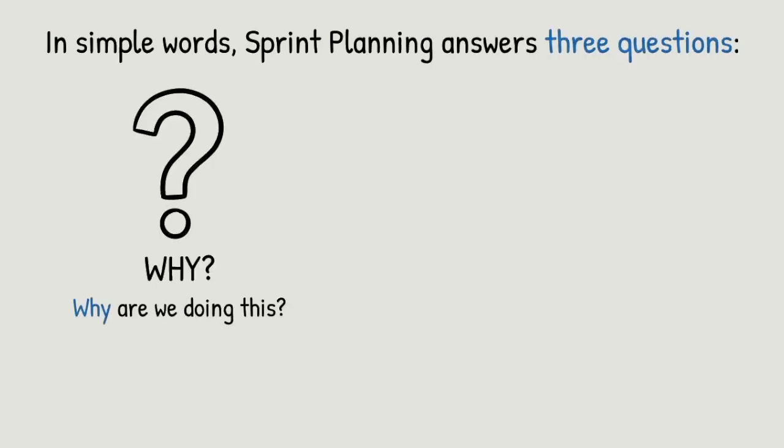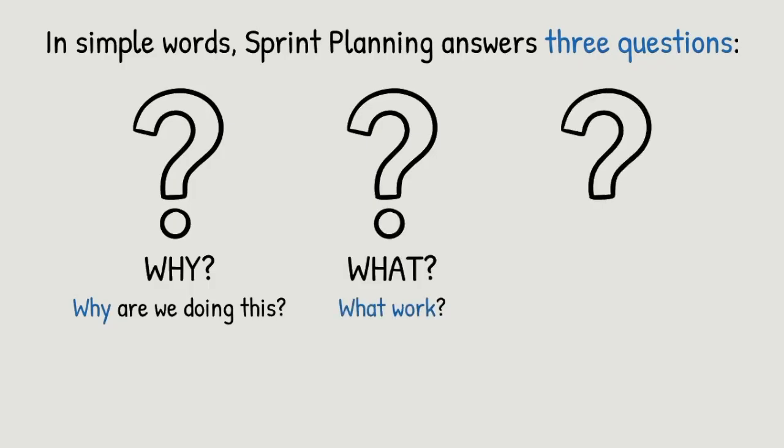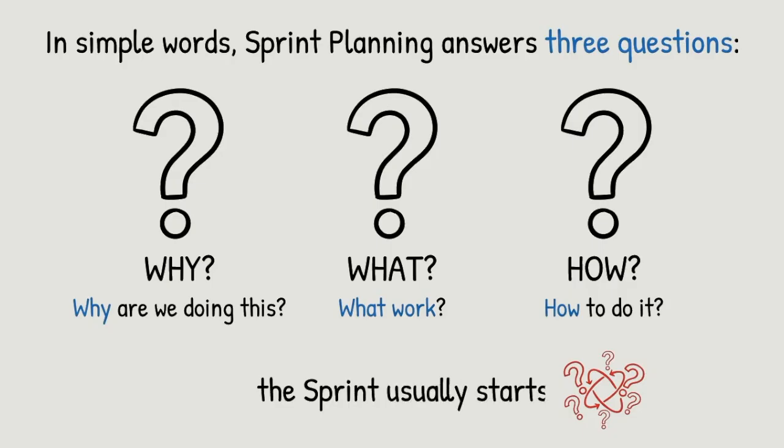In simple words, sprint planning answers three major questions: why are we doing this sprint? What work will be done? And how the work will get done. Without this alignment, the sprint usually starts with confusion and a lot of rework.